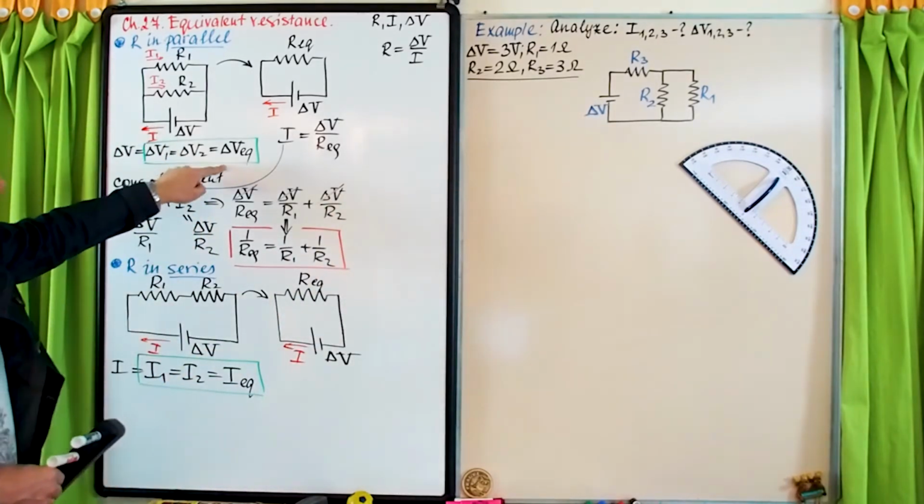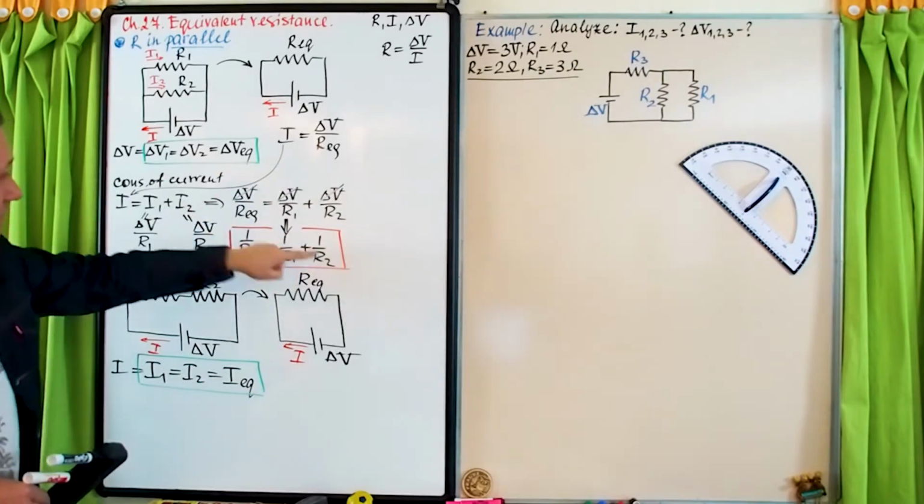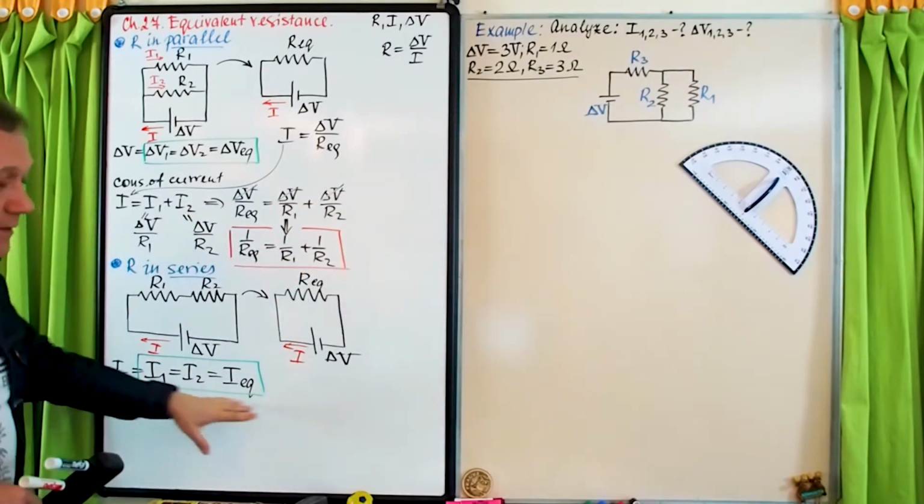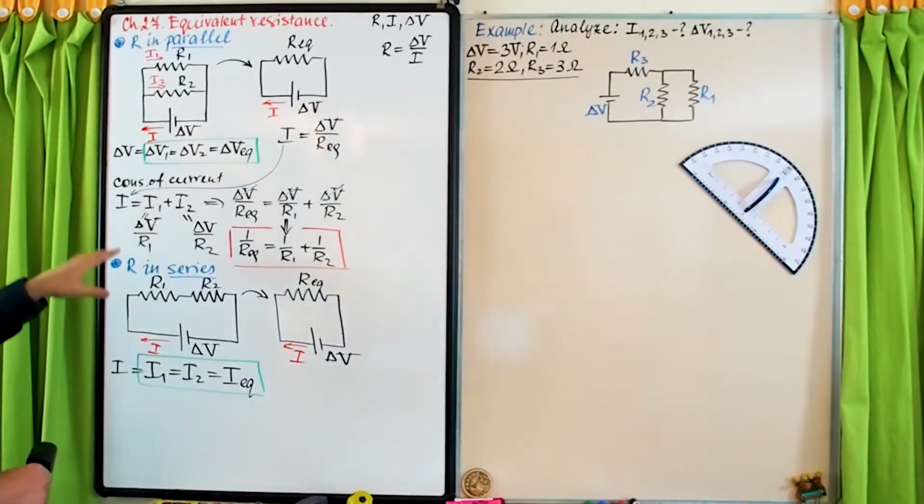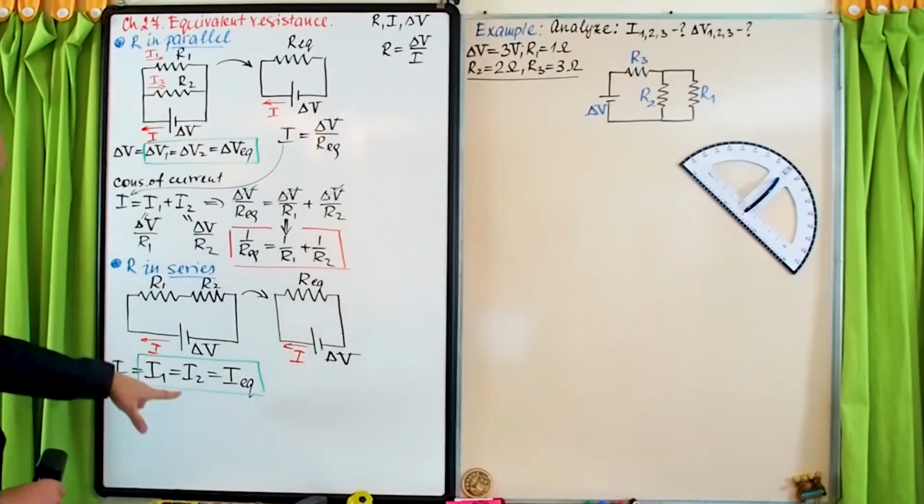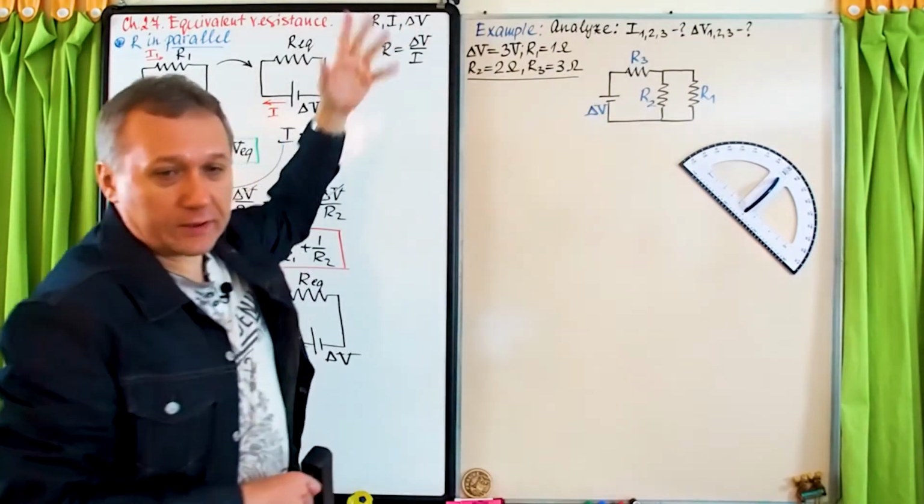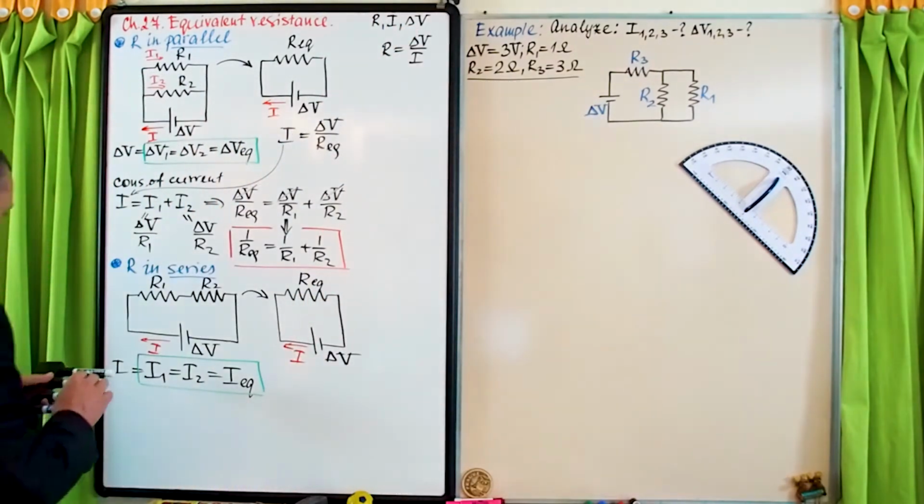You see, here we needed this, and now we will need this and the formula which I want to derive. And the derivation will be very similar. But now, of course, we used current, so now I have to use delta V. And what can we say about delta V?